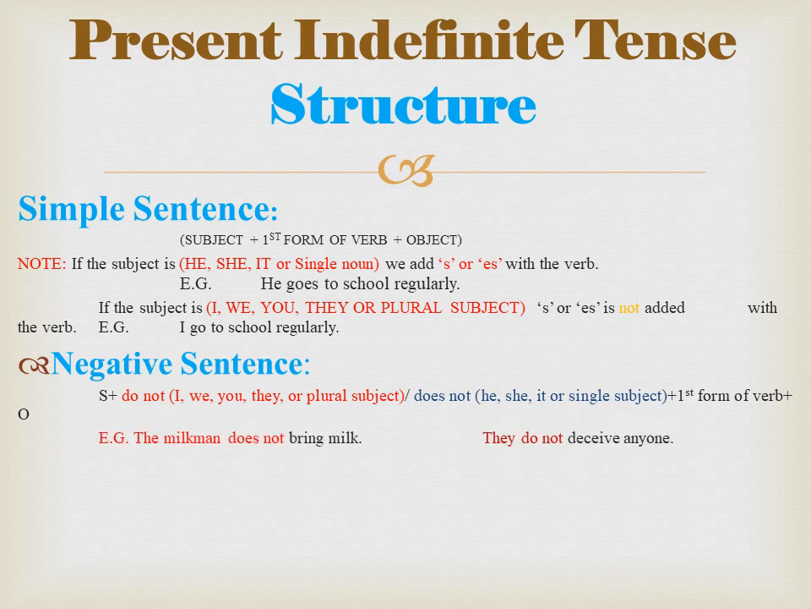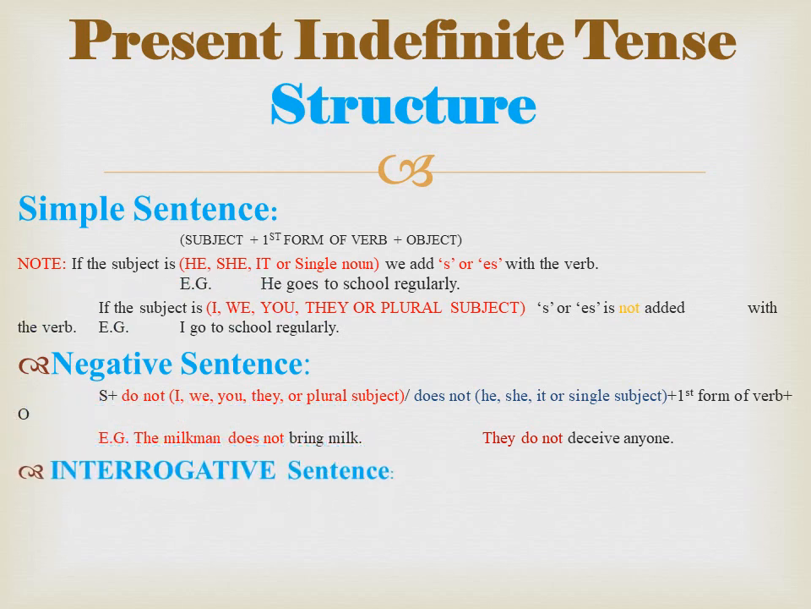For example, the milkman does not bring milk. Now you see here the subject is singular subject, that is why we have used does not. So you have to be careful here when you are using a negative sentence. When you are using does not in a negative sentence, you do not have to add s with the verb anymore. The second example, they do not deceive anyone. Here the subject is they, that is why we have used do not here.